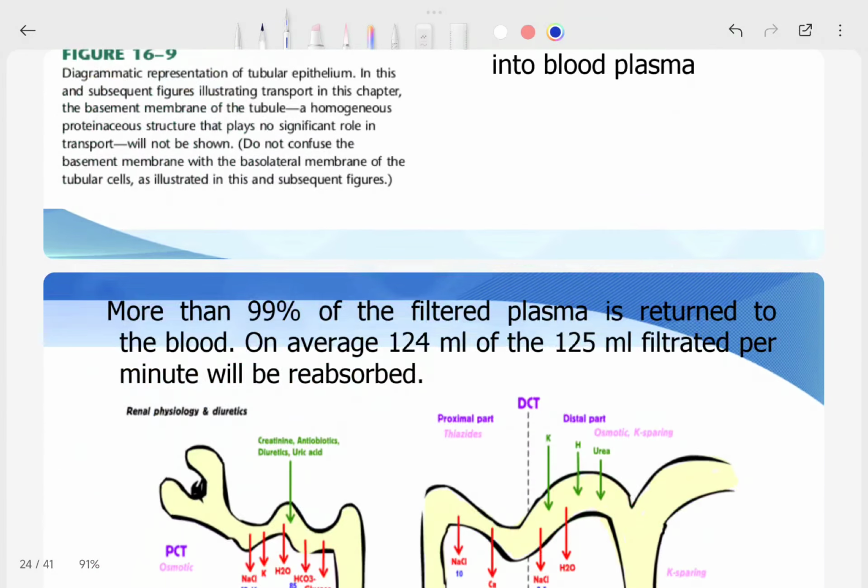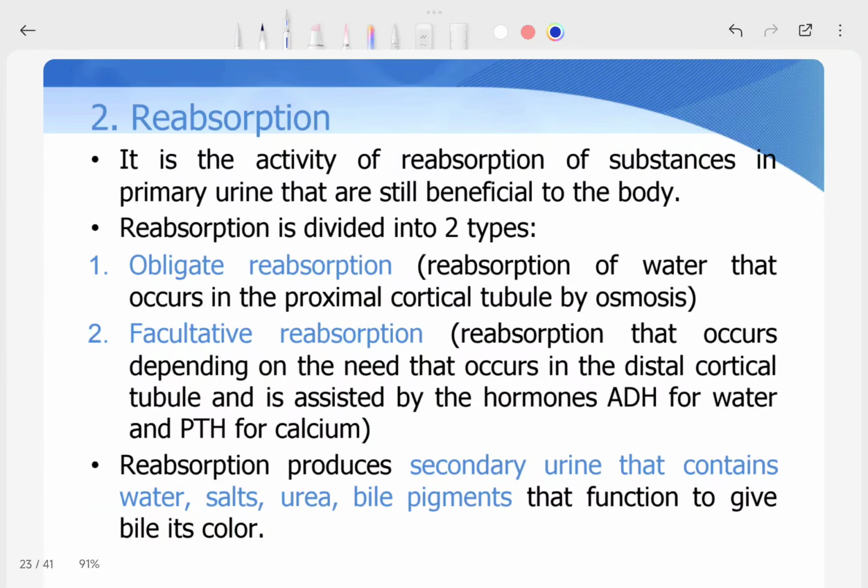Okay, let's go to the next one. After we talked about the filtration, we have the process called reabsorption. As with the name, it is very clear what reabsorption means. At first in the filtration, they do the filtration, and the one that cannot go through is the protein, which has been filtrated.